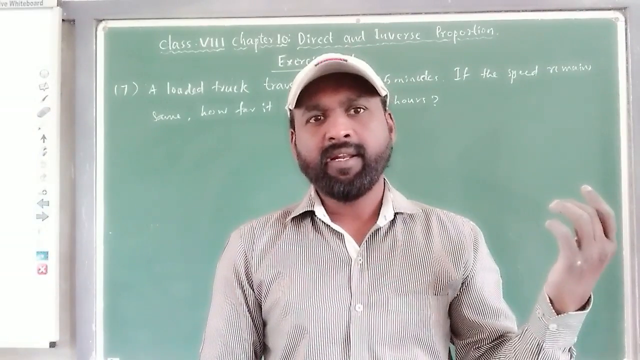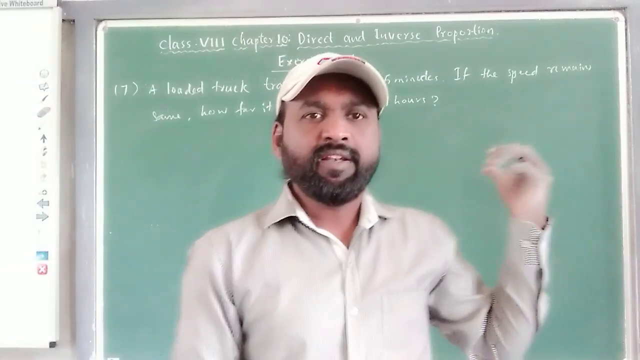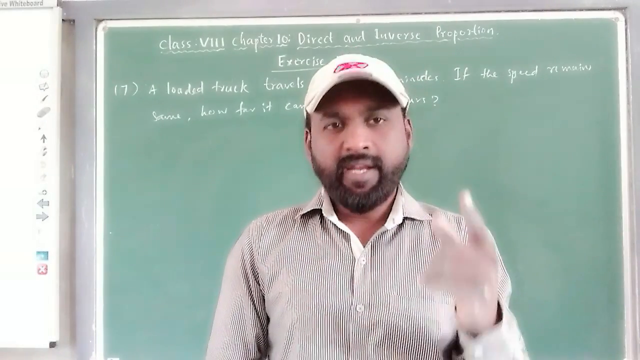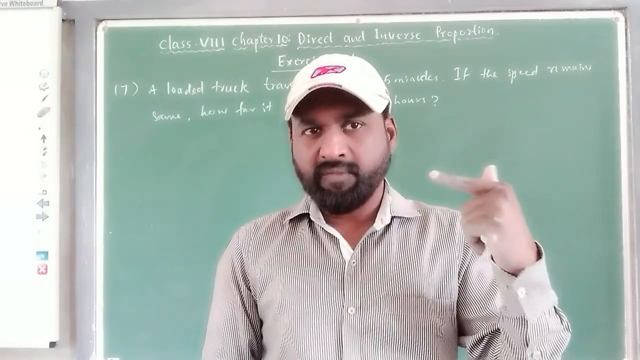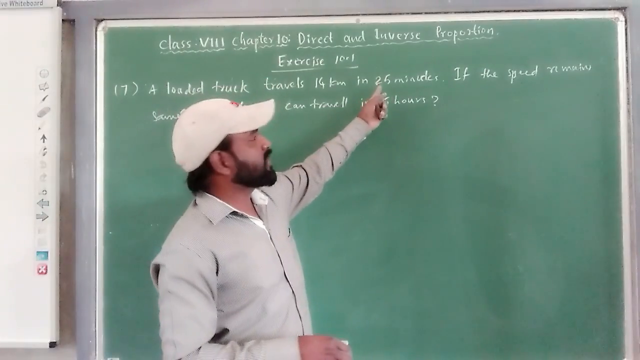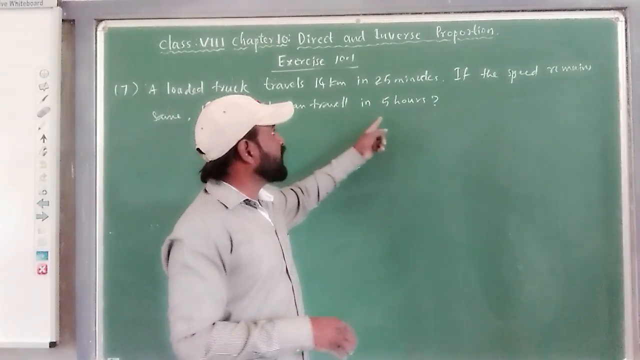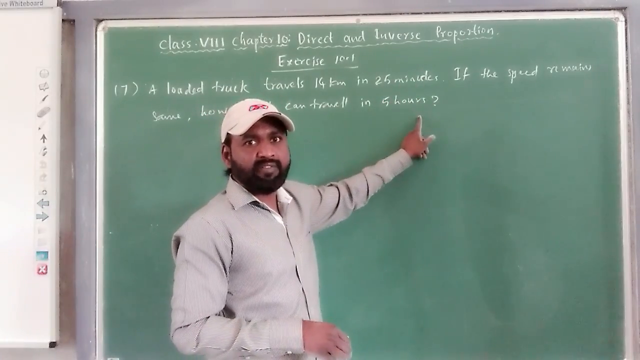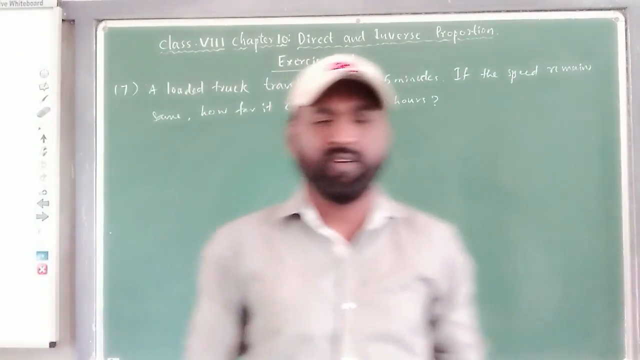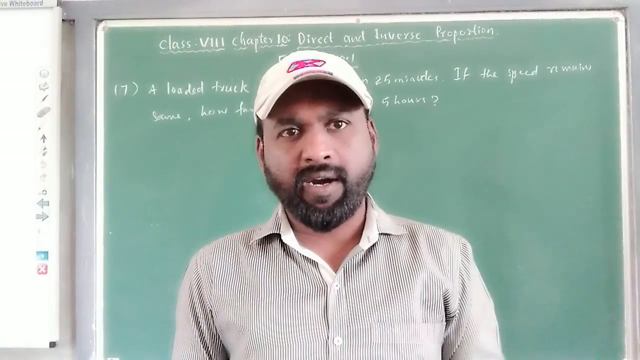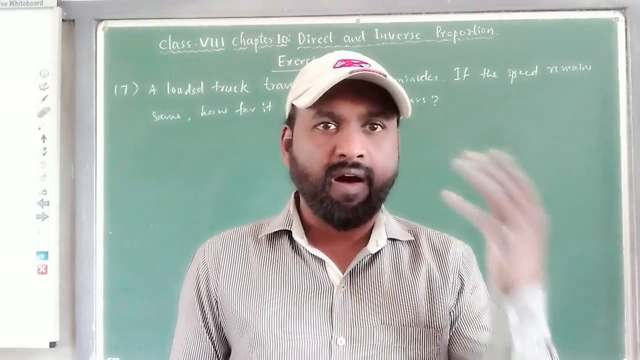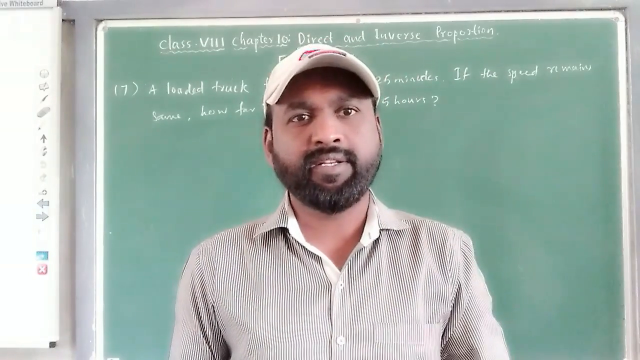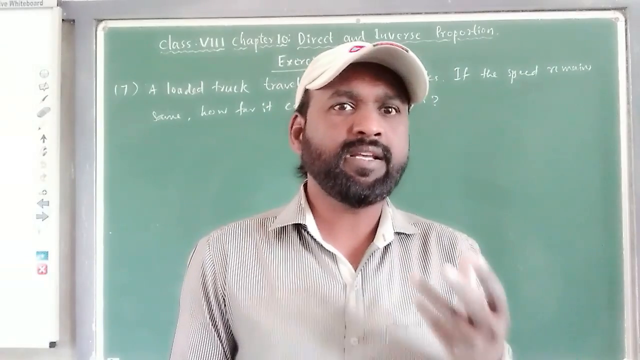So let us find how far it can travel in 5 hours. If it travels 14 kilometers in 25 minutes, here you observe the units of time. First 25 minutes is given in the condition, but we have to find in 5 hours. So the time is in different units. This is in minutes, this is in hours. So this time you have to be very careful. When you read the question, see that all the quantities should be in the same units. If they are not in the same units, you have to convert them into the same units. Then only you can continue the solution so that you can get the correct answer.